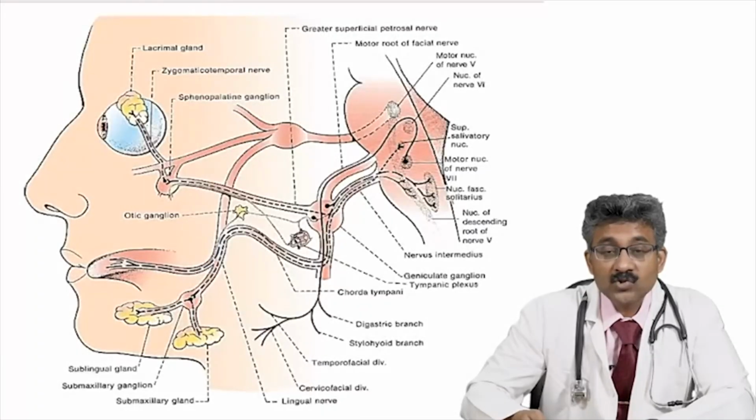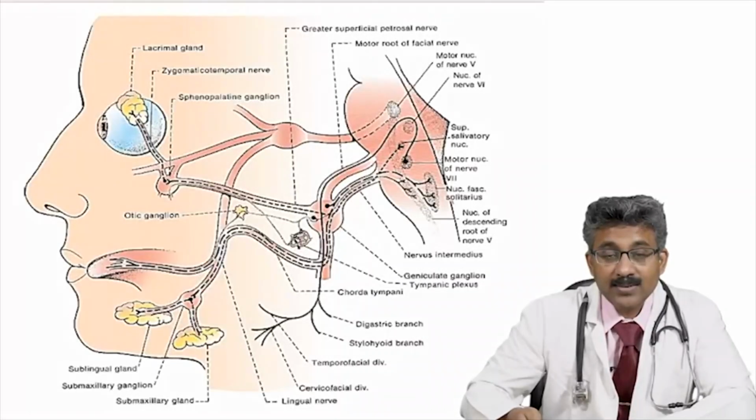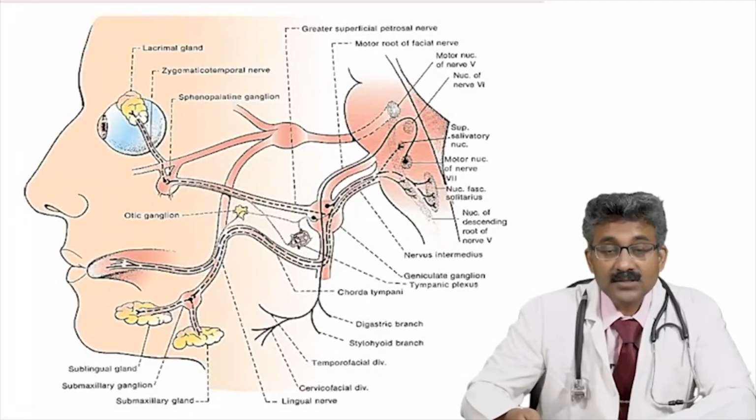Here you can see the greater superficial petrosal nerve. The superior salivatory nucleus supplies the lacrimal gland through the greater superficial petrosal nerve and the sphenopalatine ganglion. And also some fibers from the superior salivatory nucleus, through the nervus intermedius, supply the submaxillary and sublingual glands. Okay, this is the small broken line.